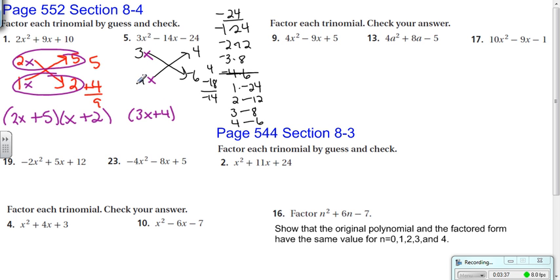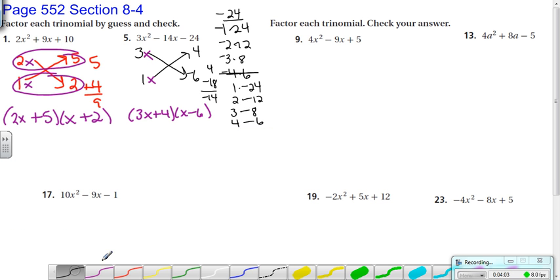And I have a 1x minus 6. So just to check it, 3x times x is 3x squared. My outsides, 3x times negative 6 is negative 18x. My insides are 4x. Negative 18 and 4 makes a negative 14x. And a positive 4 times a negative 6 gives me a negative 24. So you should always multiply it back out to make sure you get back to what you started with.